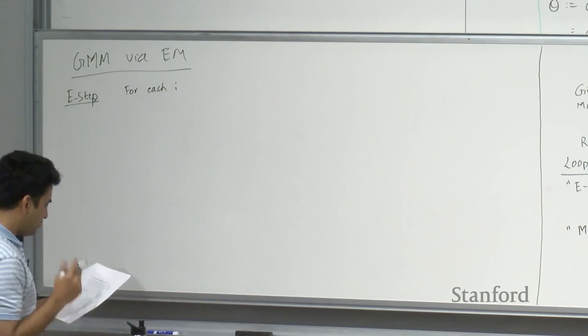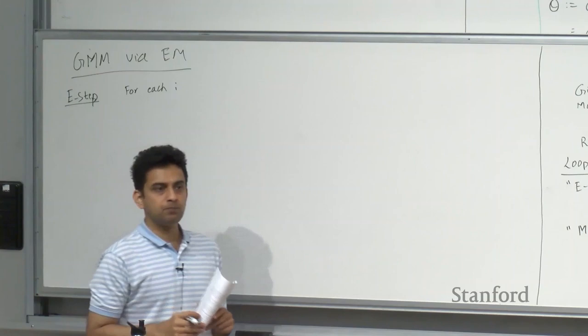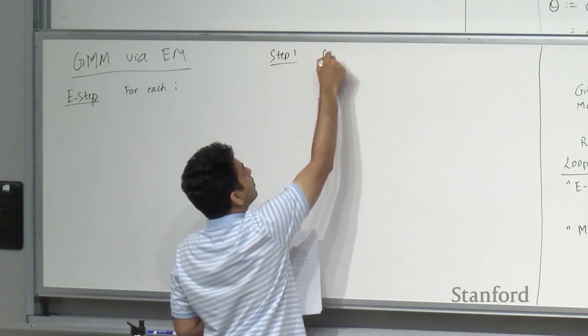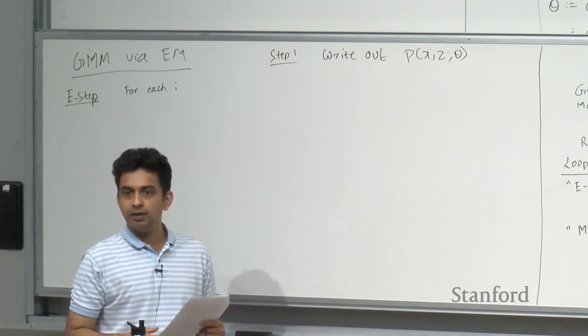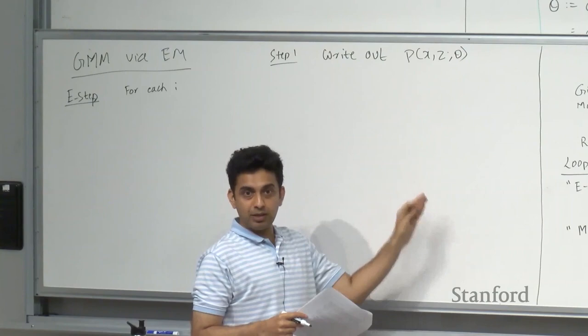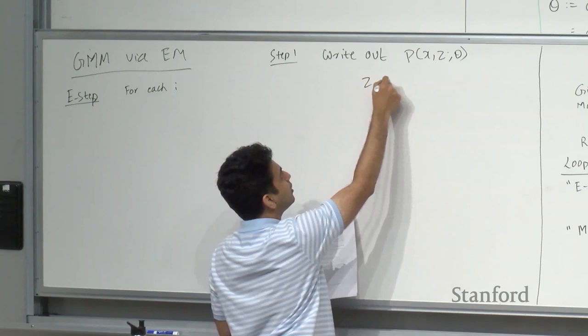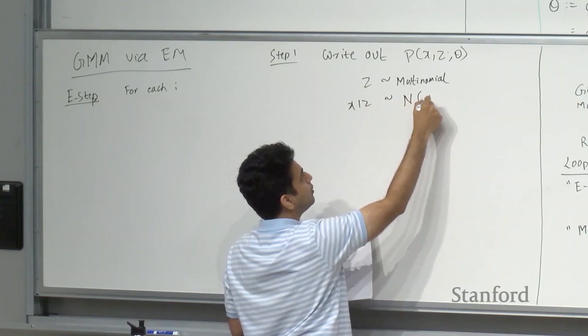before we go into how we do it, a general template or rule of thumb to follow when you want to apply EM is to always first get clarity on what the model is. Step one, write out P of X, Z. What I mean by write out is write out your assumptions. You may observe only X's and Z's, that is fine. We may only observe X's and not Z's. Independent of what data you observe and what you don't observe, first write out your model. It may be something like this: Z comes from a multinomial, and then X given Z comes from a normal with mean mu Z and covariance sigma Z.